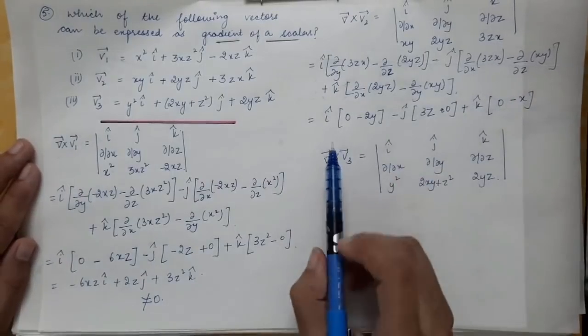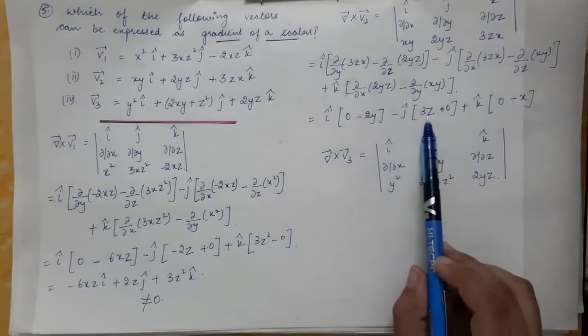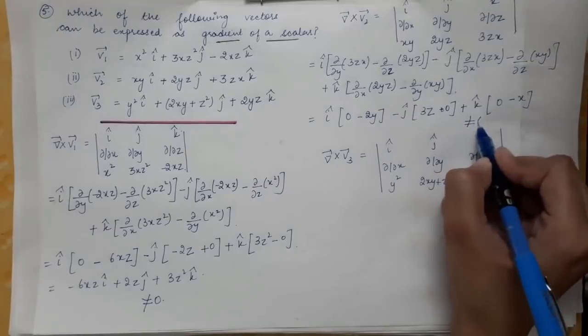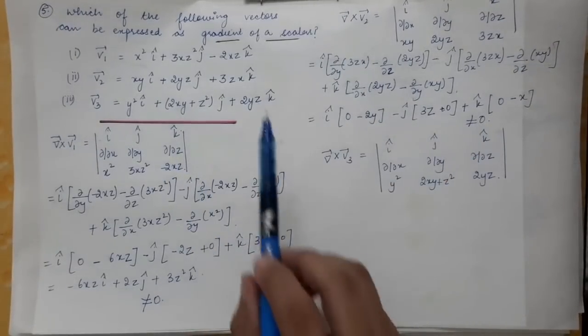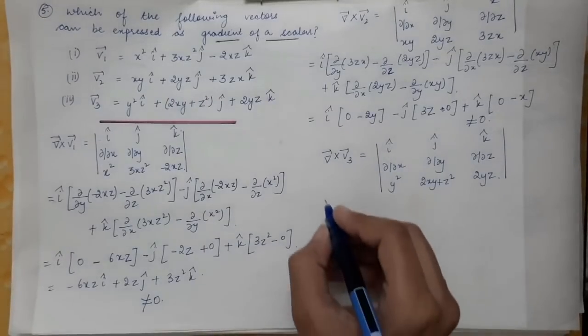So on solving, the curl of v2 vector will be minus 2y i cap minus 3z j cap minus x k cap. So that is also not equal to 0, which means vector v2 also cannot be written in terms of a gradient of a scalar. So let's find it for the last vector field.